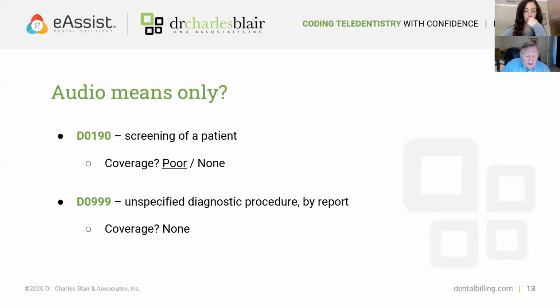Now, what about audio only? If we're just talking to the patient over the telephone, we're not seeing them, is there any kind of code? Well, screening of a patient would be very poor coverage, virtually none, or an unspecified diagnostic procedure, D9999. And remember, these 99 procedures often are not payable. Again, I'm trying to cover the potential codes listed on the ADA website, but I want to focus down and simplify which codes would probably work the best and be the most appropriate, the most correct.